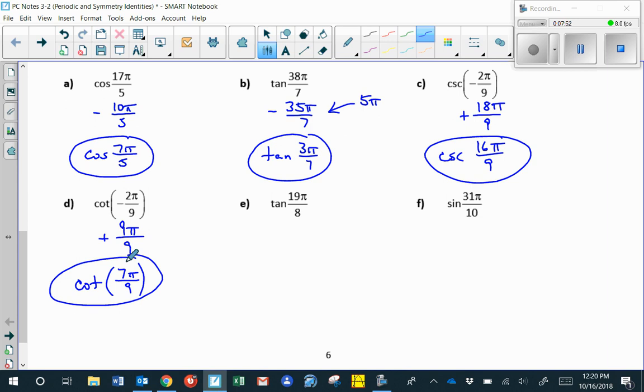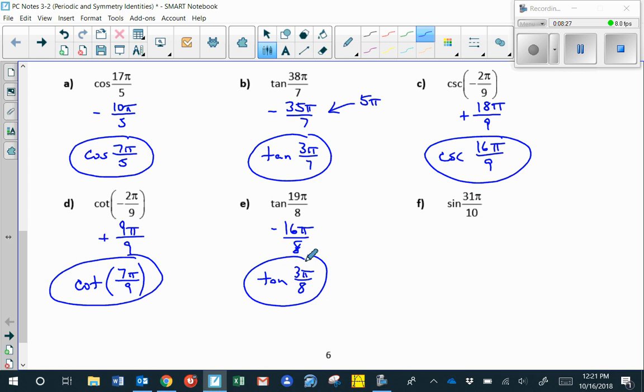Okay, in E, we're dealing with a tangent function, so we're going to subtract off any multiple of pi. That would be 8 pi over 8, 16 pi over 8. And I think 16 pi over 8 is the biggest multiple that we can subtract off and still have a positive angle left. So rewriting this one will be the tangent of 3 pi over 8.